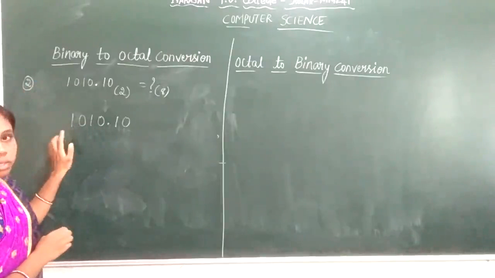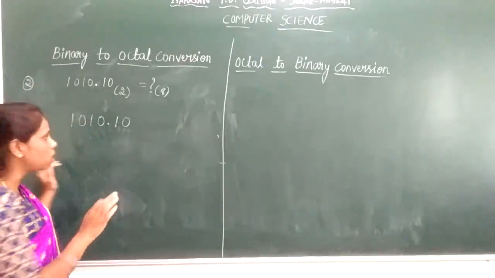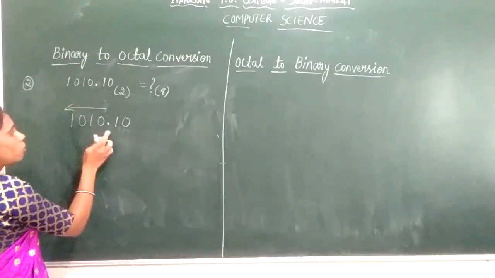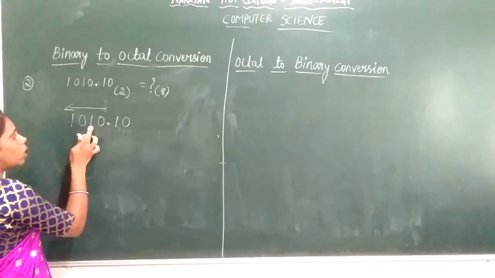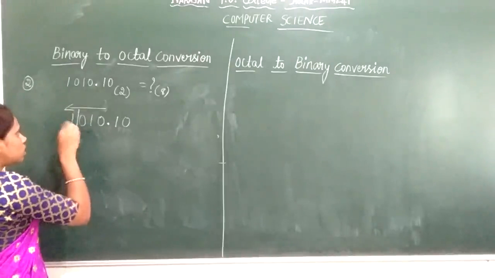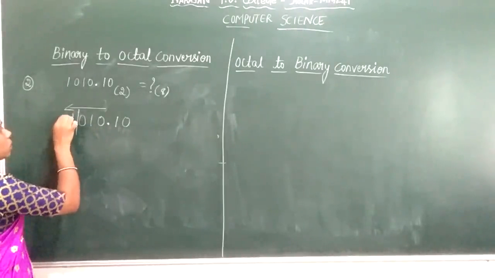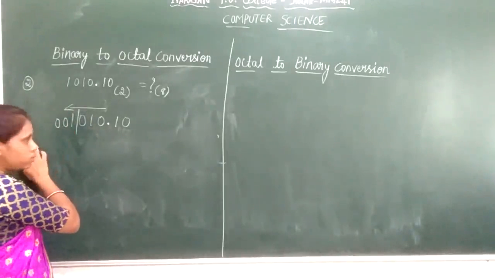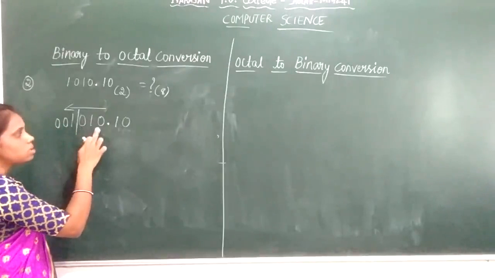Now group these digits: divide the number into groups of 3 bits. Before the decimal point, I will start from this side. Before the decimal point, start dividing the number, that is 0 1 0, which means it is one group. Next we have only 1, and I should make it a group of 3 bits, so I will add zeros to the left side. That will become 0 0 1. Next is 0 1 0.